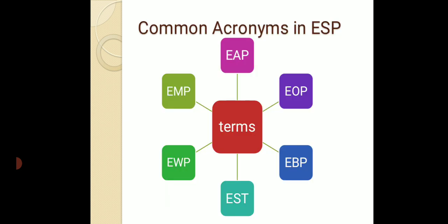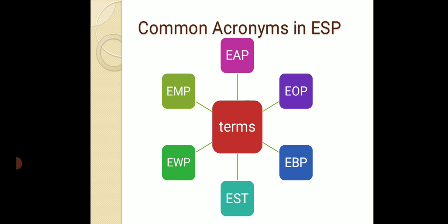Okay, next let's see some common acronyms in ESP. So we have EAP, English for academic purposes; EOP, English for occupational purposes; EPP, English for business purposes; EST, English for science and technology; EWP, English for working purposes; EMP, English for medical professionals. So you can also create more acronyms.